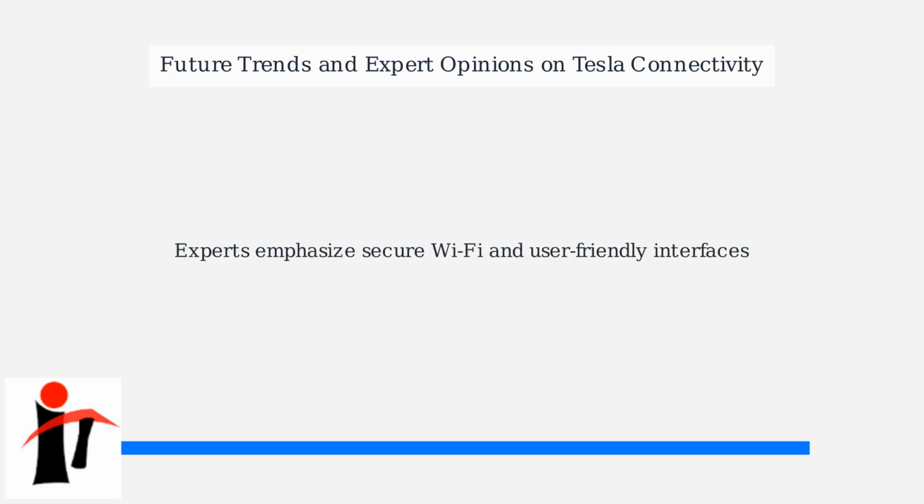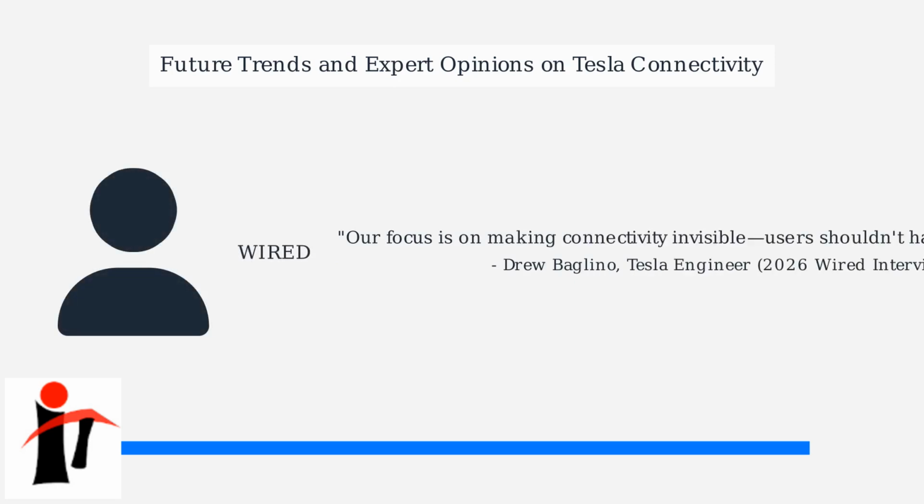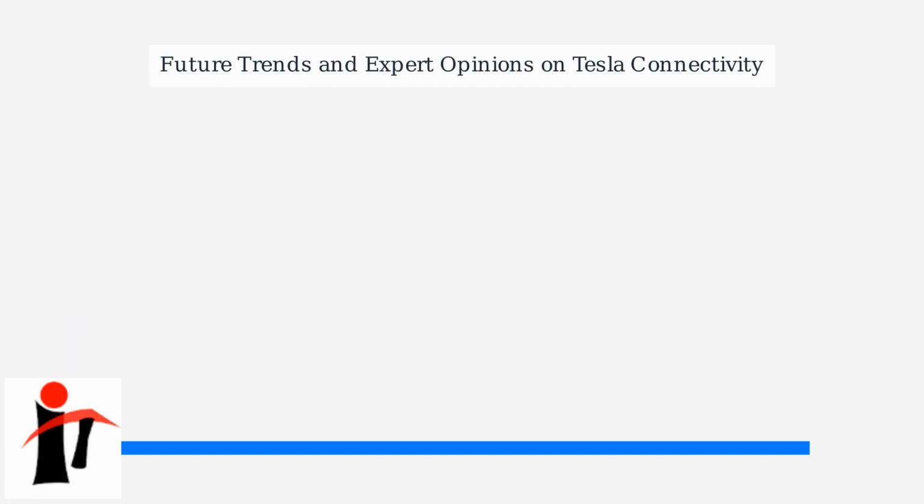Expert opinions in the field emphasize the critical importance of secure Wi-Fi practices to protect against cybersecurity threats, and the development of more user-friendly interfaces that make troubleshooting intuitive rather than technical. As connectivity becomes increasingly integrated into the driving experience, these improvements will make Tesla ownership even more seamless. Stay informed about these upcoming trends to ensure you get the most out of your Tesla Model S connectivity features. Regular software updates and awareness of new developments will help maintain optimal performance as technology continues to evolve.